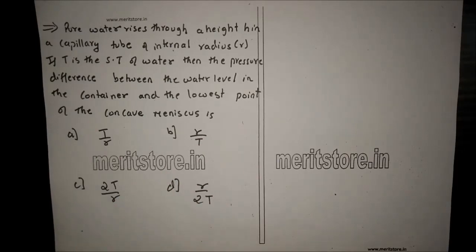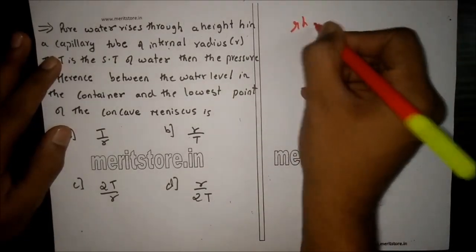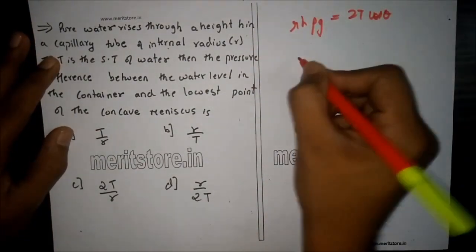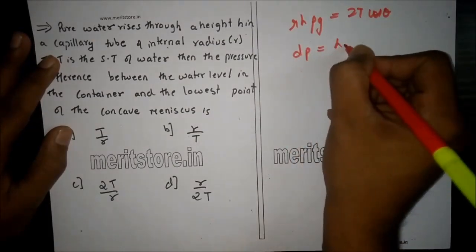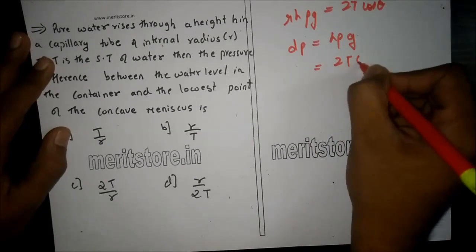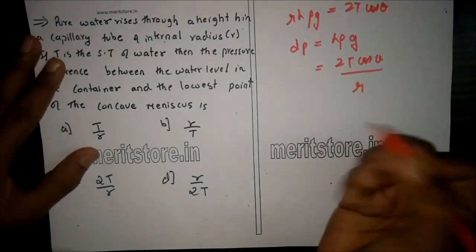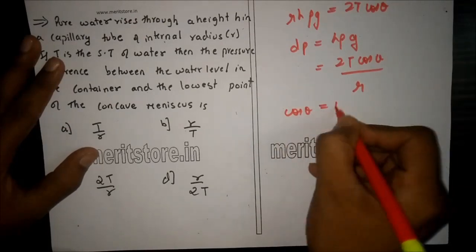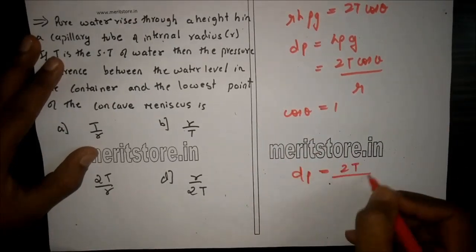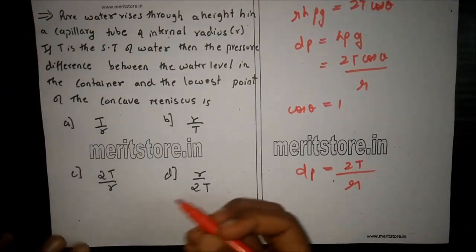Now, for the capillary rise, r into h into rho g is equal to 2T cos theta. And the pressure difference dP is h into rho into g, which is equal to 2T cos theta upon R. Now, since it is water, we know that cos theta for water is always 1. Therefore, the difference in the pressure is 2T upon R. Therefore, here the correct answer will be option C.